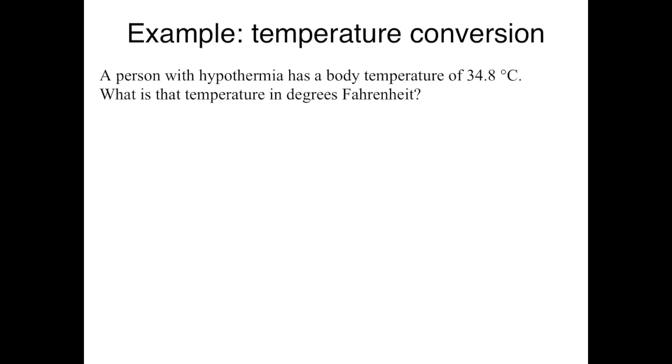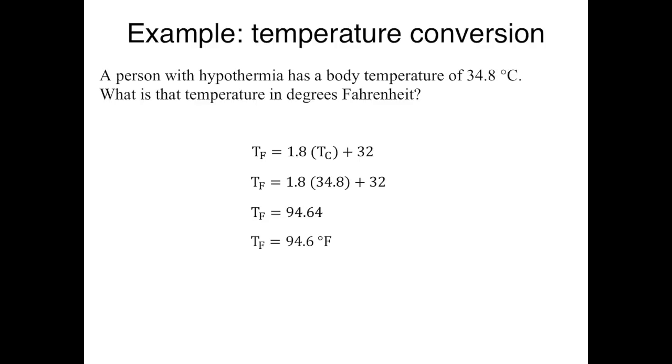So let's now do an example. A person with hypothermia has a body temperature of 34.8 degrees Celsius. What is the temperature in degrees Fahrenheit? So you will be given this equation. You do not have to memorize it. You simply have to plug in 34.8 for Tc. Doing this computation, you should arrive at 94.64. Again, thinking about significant figures, our original number here has 3 significant figures, so our temperature in Fahrenheit should also have 3 significant figures. That gives us 94.6 degrees Fahrenheit.